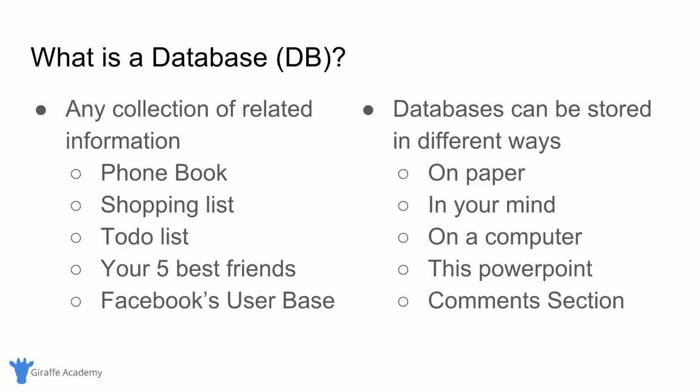So databases can be stored in different ways. You could store a database on paper, right? If I had a shopping list or a to-do list, I might just scribble that down on a piece of paper. You could store a database in your mind. So your 5 best friends, for example, if I came up to you and I asked you to list off your 5 best friends, you probably don't have it written down somewhere, right? You don't have an app on your phone that tells you who all your friends are, right? You just know that information in your mind naturally. And so that's another way that you could store a database. You could just store the information in your mind.